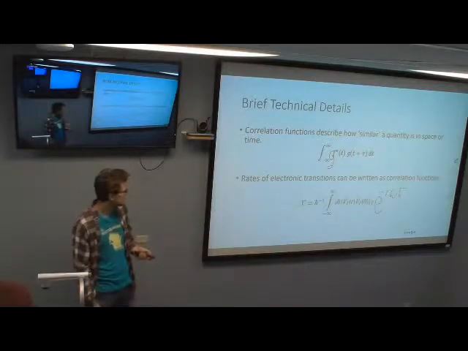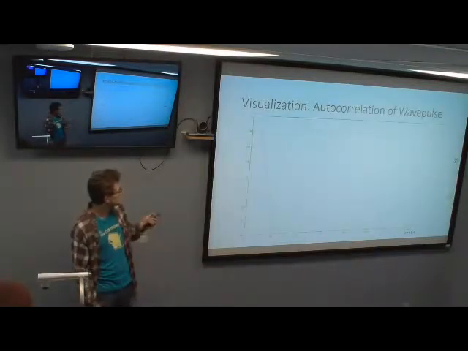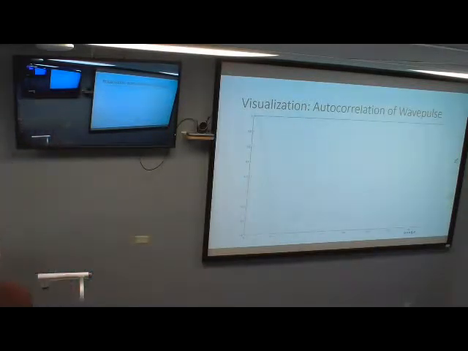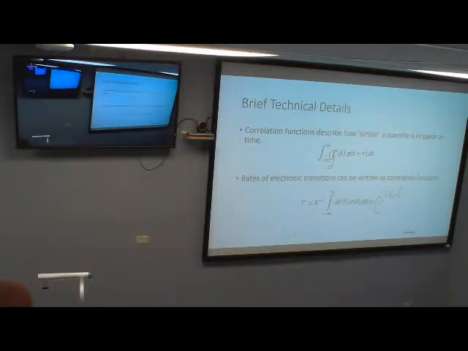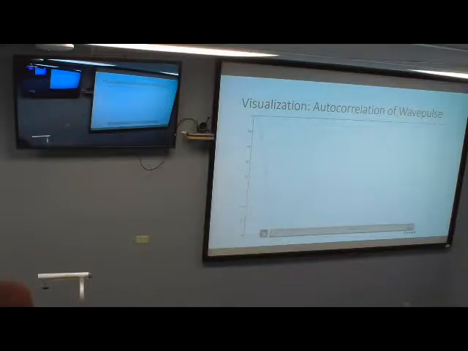So yeah, this is just a nice way to visualize what an autocorrelation function does. This first plot is an autocorrelation of a wave pulse. How do I draw? Oh, it's still on the marker. Okay. There we go. So this is the plot of an autocorrelation function.